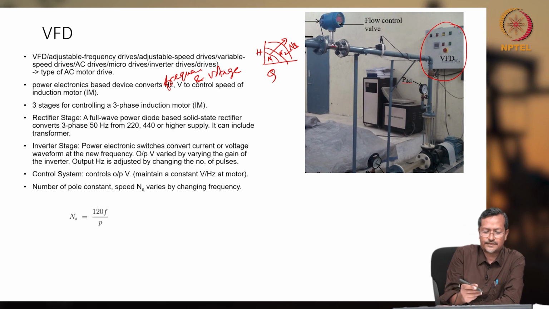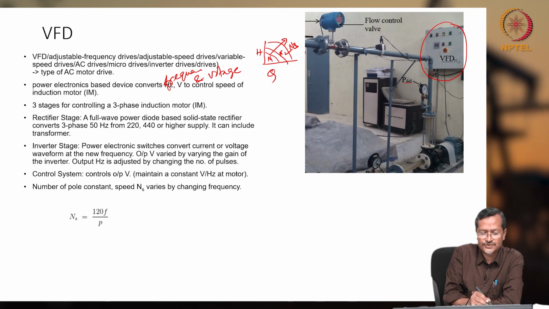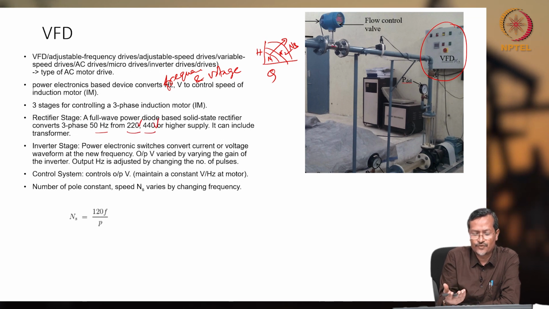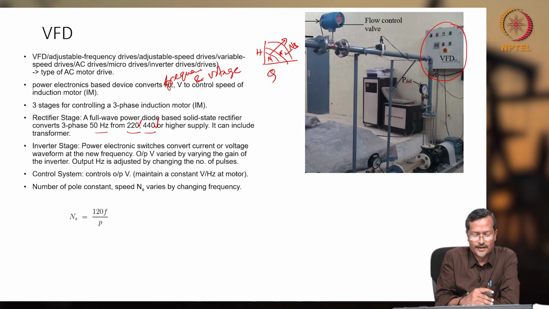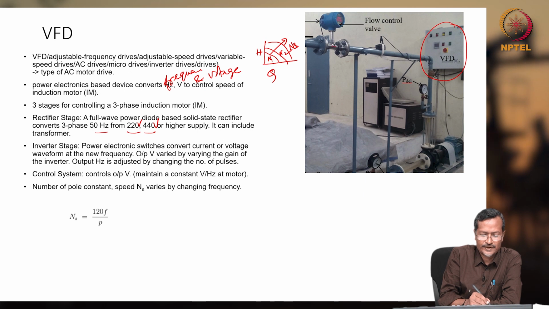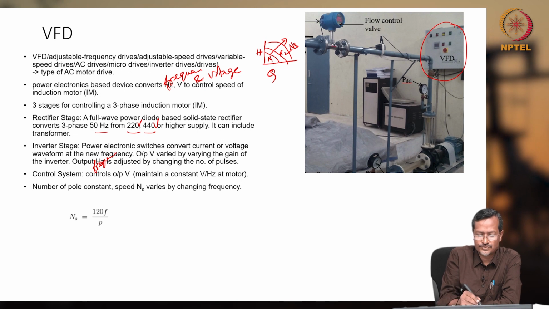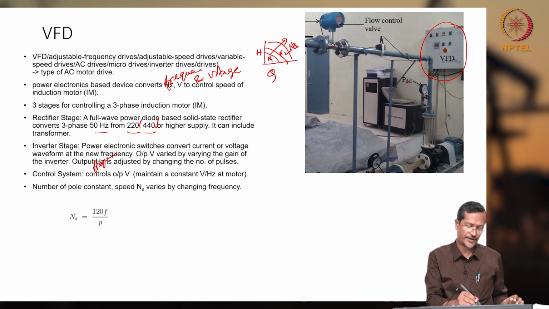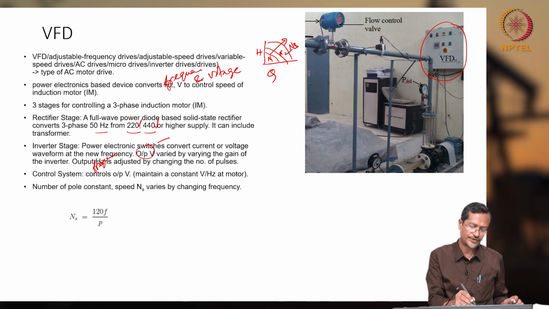First you rectify the 3-phase 50 hertz supply from 220 to 440 volt. So you are changing voltage, and now you can change the frequency also, the output frequency. I wrote HZ, actually it should be written as frequency. Output voltage. You should know, because I made a short form: OP means output, V means voltage. So this is output voltage.